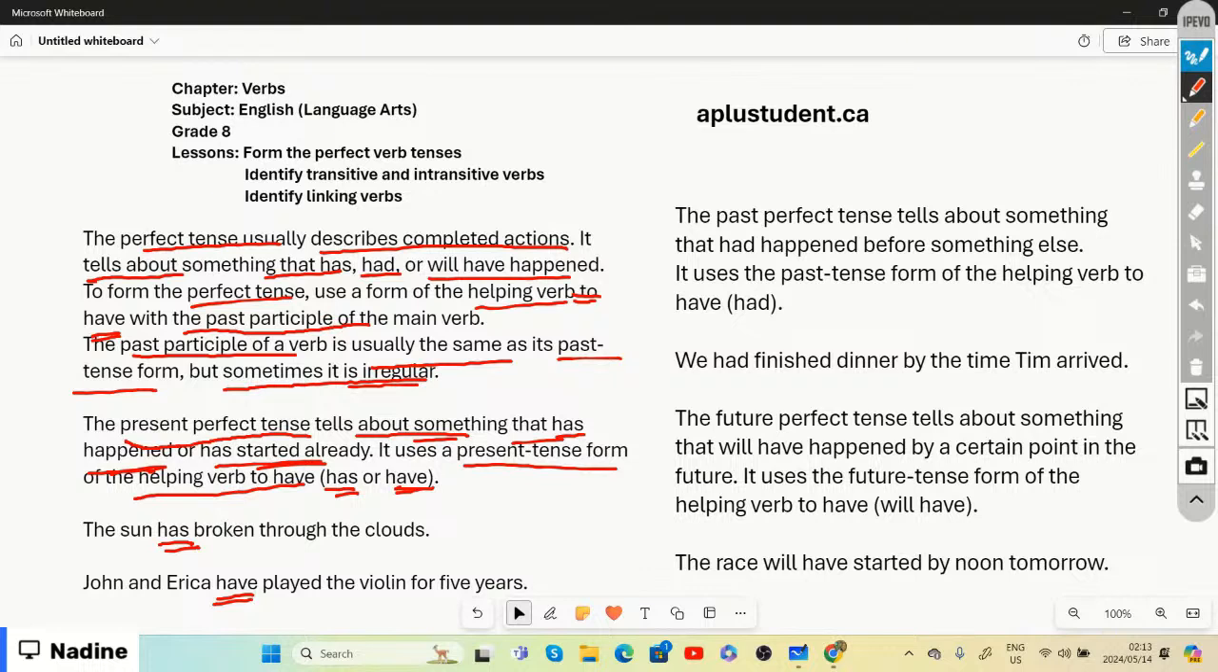So the present perfect tense tells about something that has happened or has started already, and it uses the present tense form of the helping verb, either has or have, right? The sun has broken through the clouds, or we can say John and Erica have played the violin for 5 years. So that is the present perfect tense.